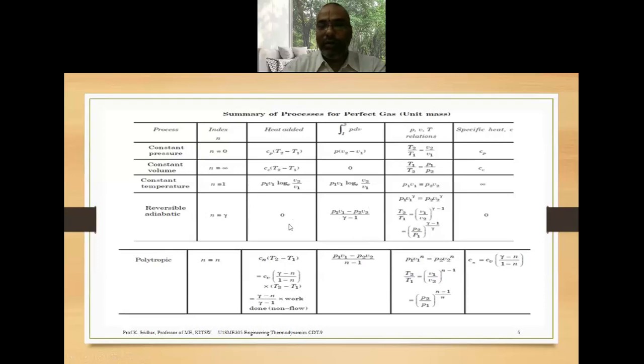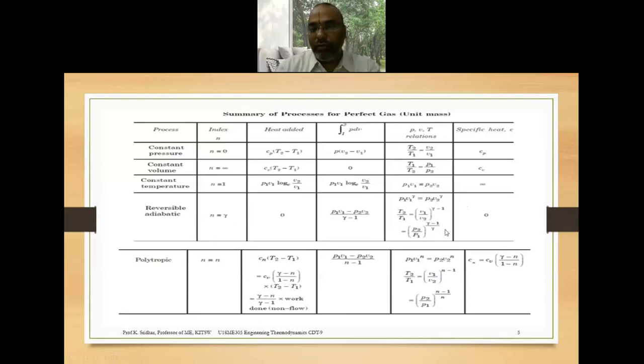So what is the formula for the heat transfer? Adiabatic means there is no heat transfer, so automatically delta Q is equivalent to 0. PV to the power of n is equivalent to constant. This becomes the adiabatic process when we substitute n equal to gamma. So PV to the power of gamma is equivalent to constant. That is the governing equation in the adiabatic process. So the n value should be equivalent to gamma.